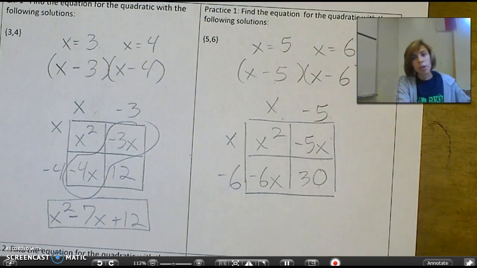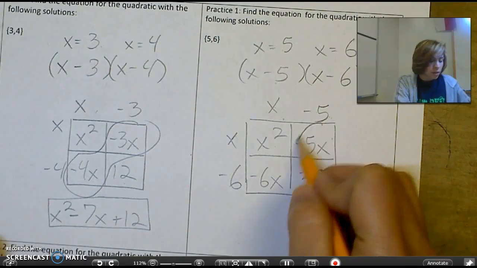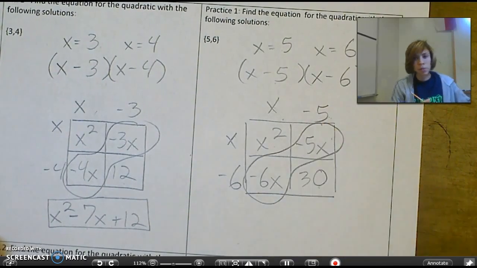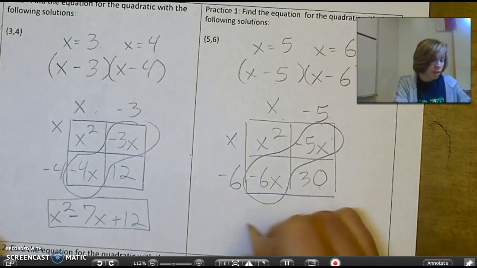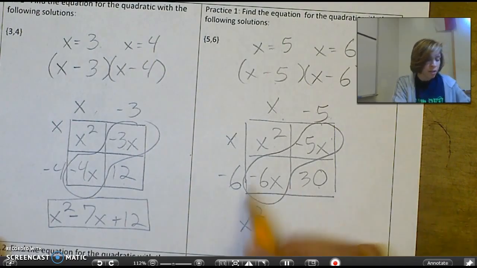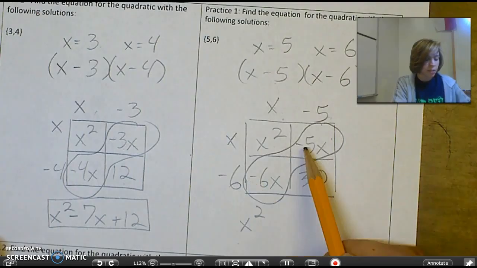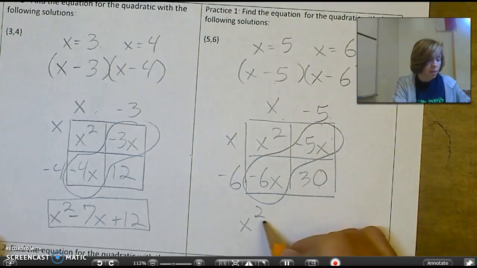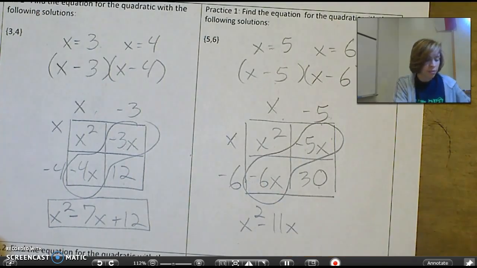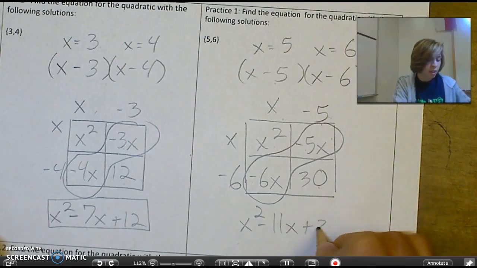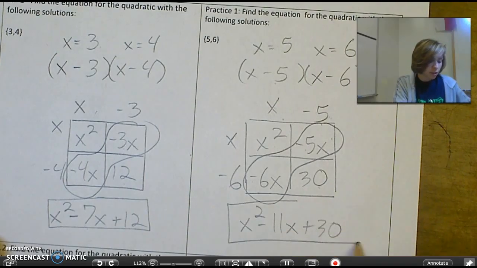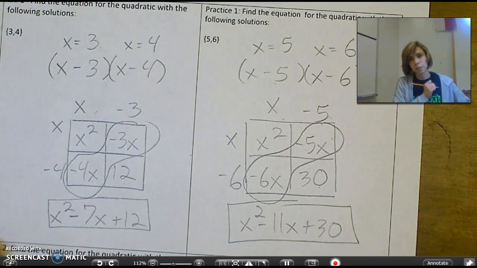So I'm going to combine these together. The negative 5x and the negative 6x are like terms, so they're going to be combined together. I'm going to write this in, x squared, negative 6 plus negative 5, that's going to be negative 11x. Then I'll put plus 30 at the end. That should have been your answer.